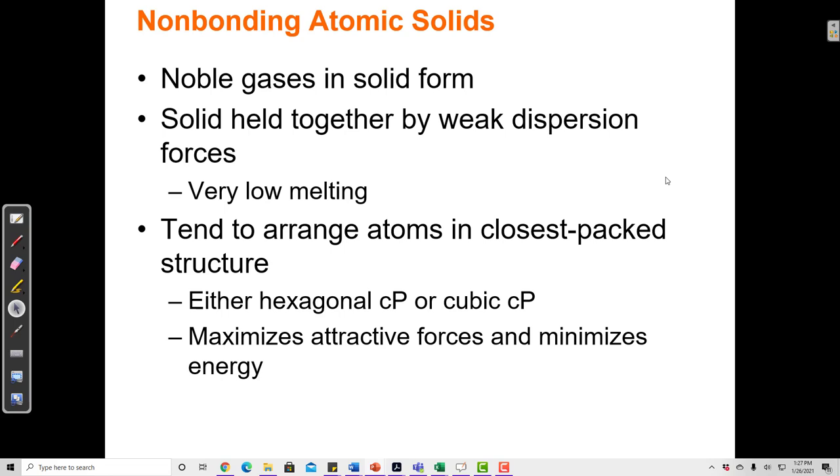Non-bonding atomic solids. Again, these are noble gases in solid form. They are solid and they're held together by very weak dispersion forces, so they have very low melting points. I think I misspoke earlier and I said covalent compounds have the lowest melting points. Well, that's not true. Noble gases, if we can solidify them, we'd have to get them very cold, they're going to have the lowest melting points because the only forces that hold together noble gases are very weak dispersion forces. So these tend to arrange atoms in closest packed structure, so generally either hexagonal closest packed or cubic closest packed.